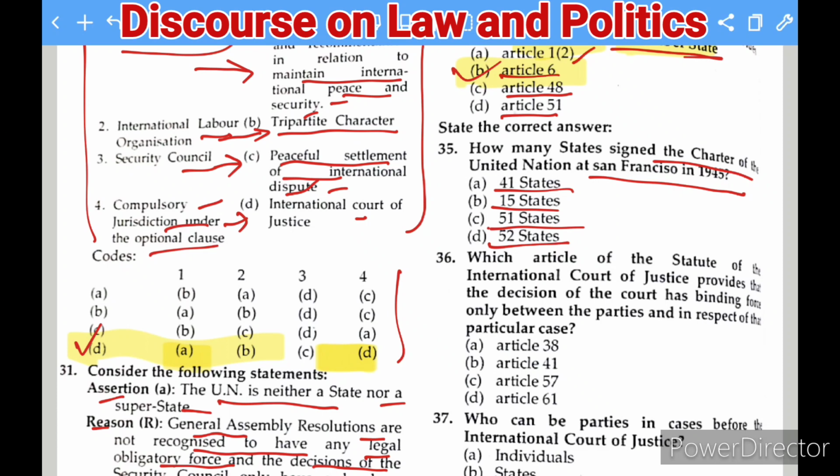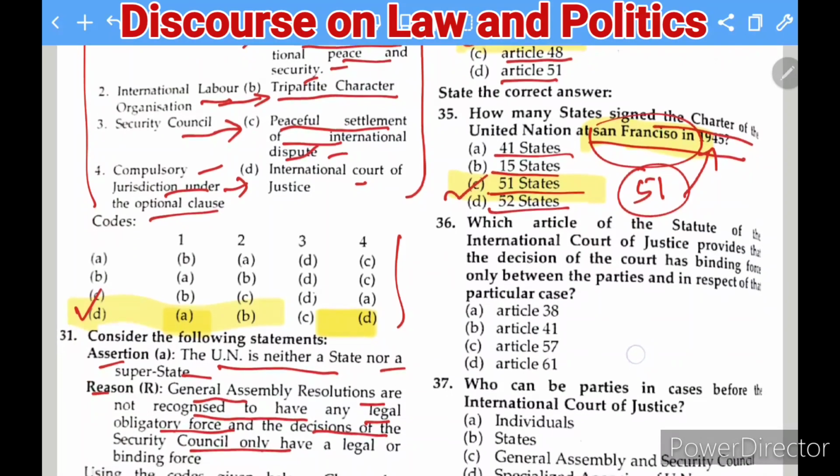Yes, the right answer to this question is here. At the time of signing the Charter at San Francisco, the total number of members was 51. Please remember this number, it is very important. So the total number was 51 when they signed at San Francisco in 1945.